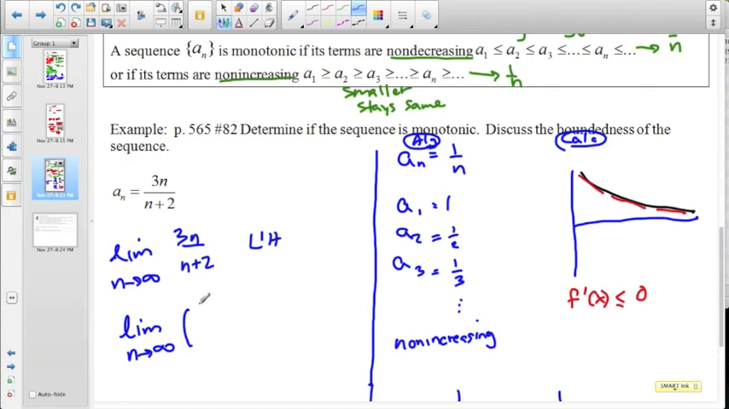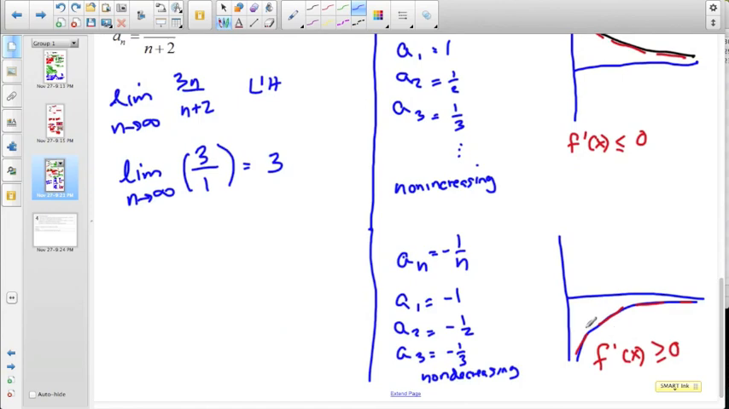So the derivative of 3n is 3. The derivative of n plus 2 is 1. That works out real nice. The limit is 3. So this sequence goes to the value 3. And if I want to prove it's monotonic, I personally like the idea of using the derivative.